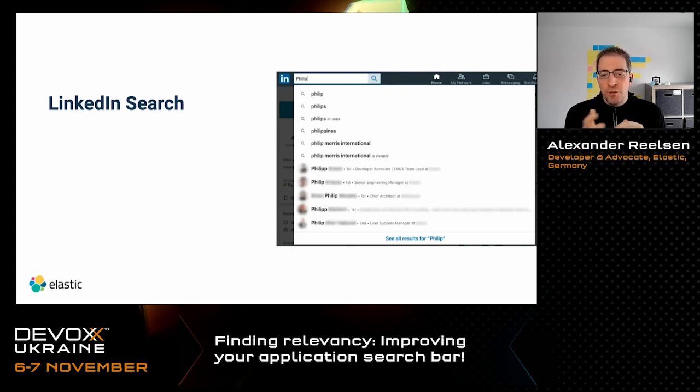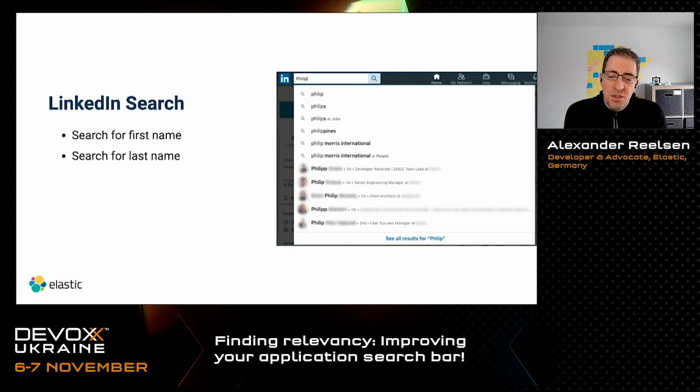So when I search for Philip, which is kind of a common German name, I would say, you can see that there's a couple of Philips returned from my LinkedIn contacts. And this firstly implies there's a search for the first name, right? Because there are a couple of Philips with the first name Philip. There's also a search for the last name. You can see that at the third hit, that there's definitely someone with the last name Philip.